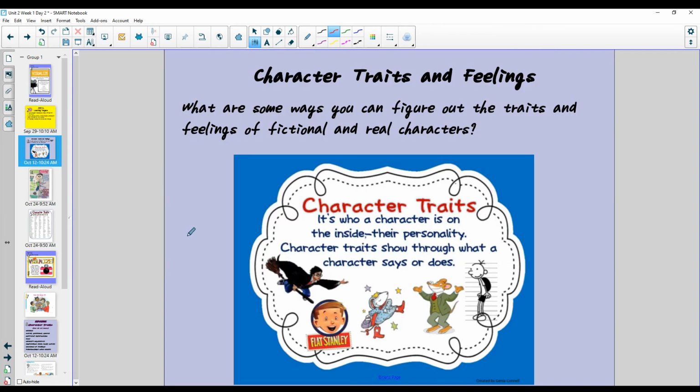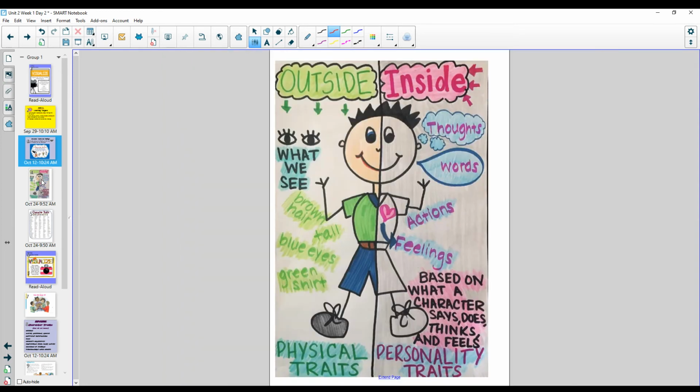If you think of a character trait, their character traits are who a character is on the inside. What's their personality like? Their character traits are shown through what they say, what they do, what they don't do, and when you read about them, we learn more about them. Now, some character traits can be on the outside. We can find out what they look like. So their color of hair, if they're tall, what they wear, those are called their physical traits. Those are what we can see on the outside.